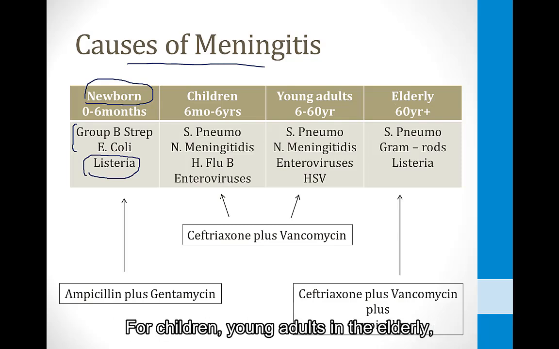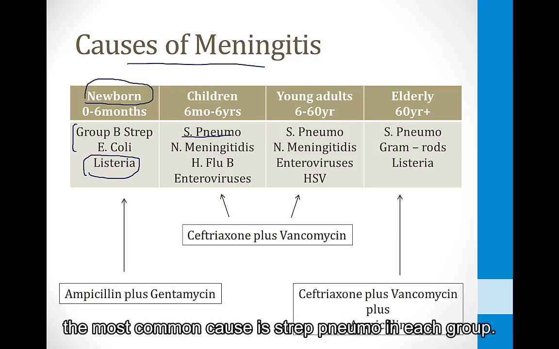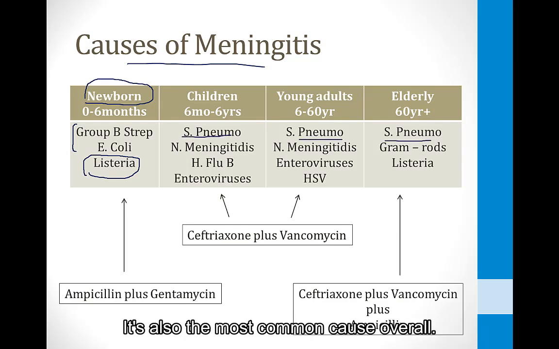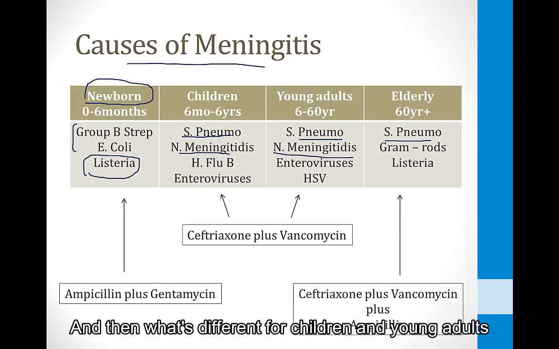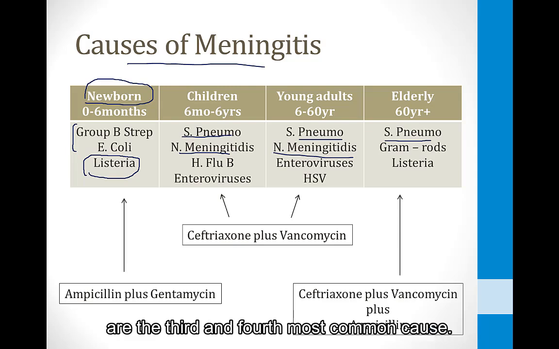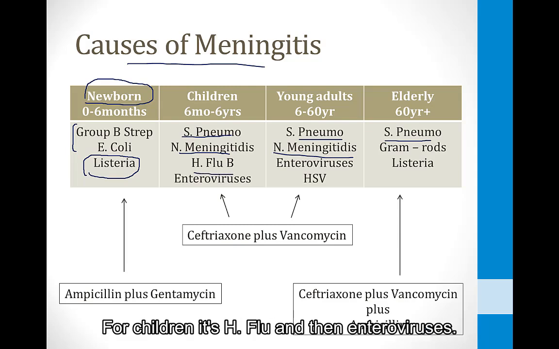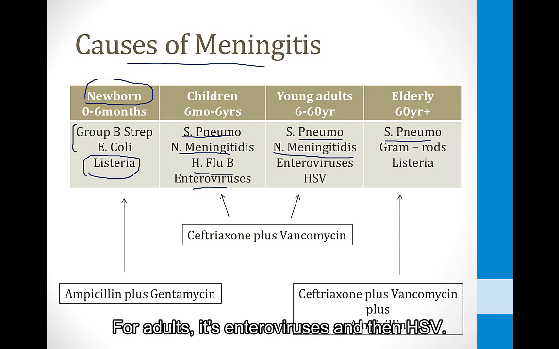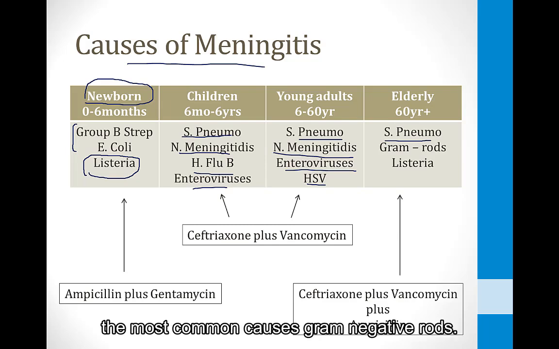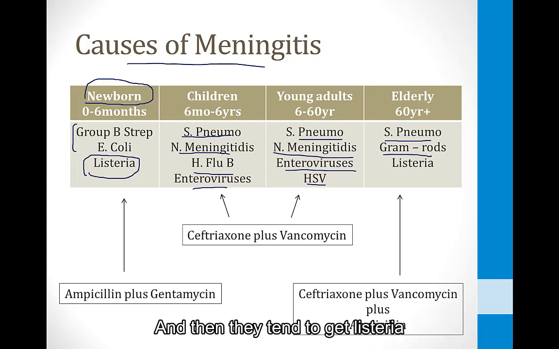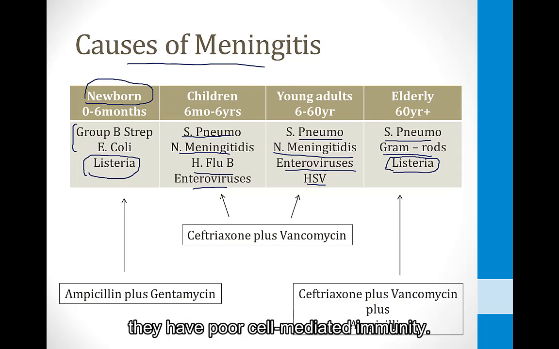For children, young adults, and the elderly, the most common cause is strep pneumo in each group. It's also the most common cause overall. For children and young adults, the second most common cause is Neisseria meningitidis. And then what's different for children and young adults are the third and fourth most common cause. For children, it's H. flu and then enteroviruses. For adults, it's enteroviruses and then HSV. We'll talk about all these bugs more in this module. For the elderly, after strep pneumo, the most common cause is gram-negative rods, and then they tend to get listeria because just like newborn babies, they have poor cell-mediated immunity.